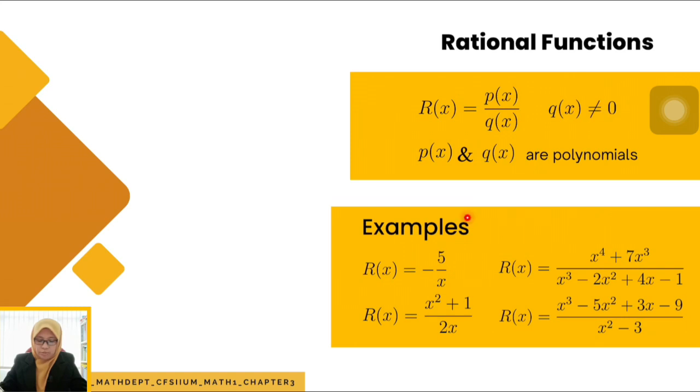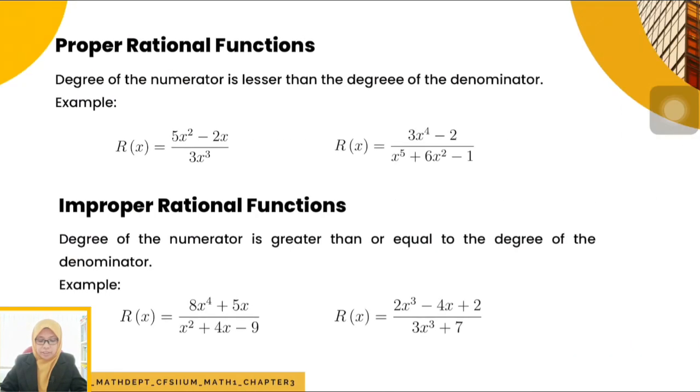q(x) cannot be 0. For examples of rational functions, we have negative 5 over x, (2x squared plus 1) over 2x, (x to the power of 4 plus 7x cubed) divided by another polynomial function with the power of 3, and then (x cubed minus 5x squared plus 3x minus 9) over (x squared minus 3). So these are all examples of rational functions.